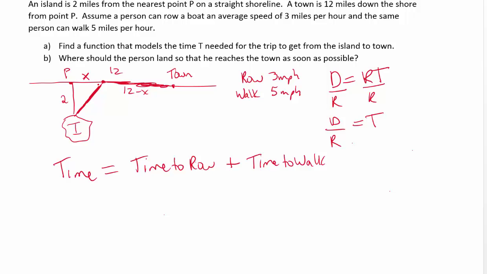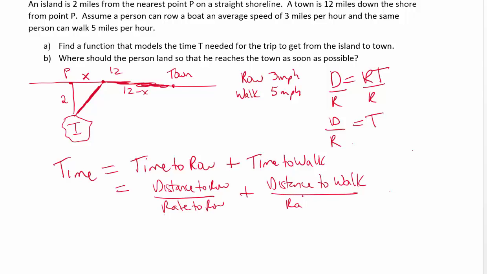So, if we want to figure out the time to row, then we need to know the distance to row divided by the rate to row, because we said time was distance over rate. And to get the time to walk, we need the distance to walk divided by the rate to walk. So some good news is we already know these two rates. They told us that in the problem. So the rate to row was 3, and the rate to walk was 5.